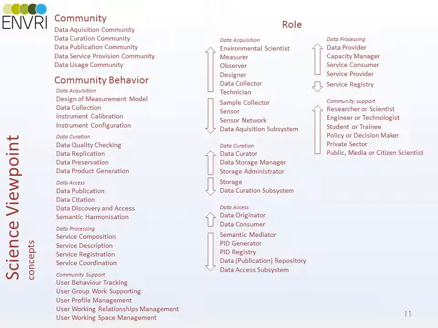This overview shows a list of approximately 60 concepts with 3 major classes representing the science viewpoint to give you an impression of the level of detail of the model. A community is a collaboration consisting of a set of roles that agents can assume to achieve a common purpose. 5 communities are defined. The data acquisition community, which collects raw data and brings new measurements into a system.